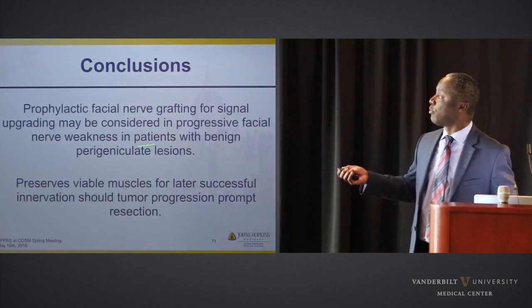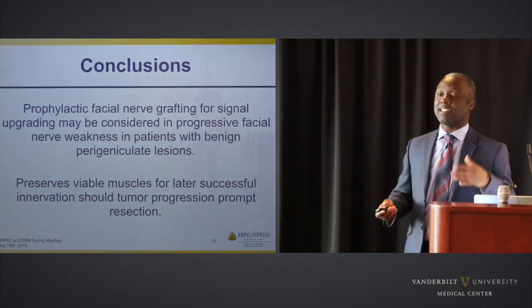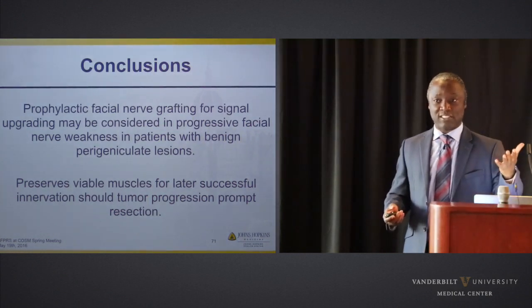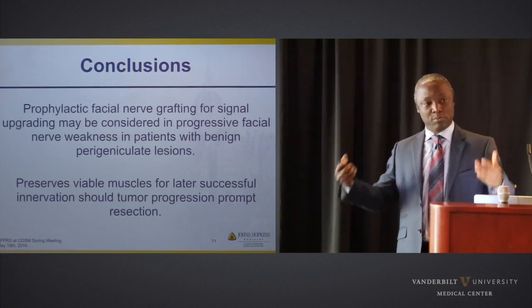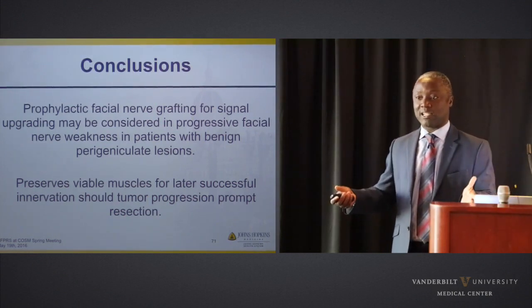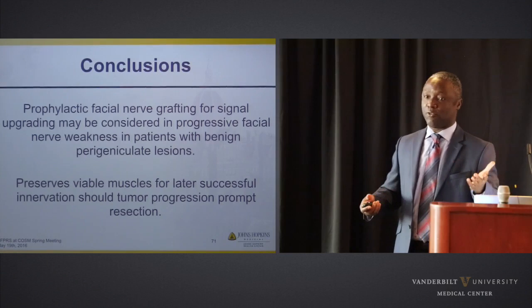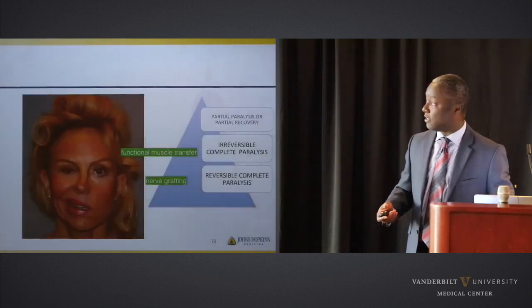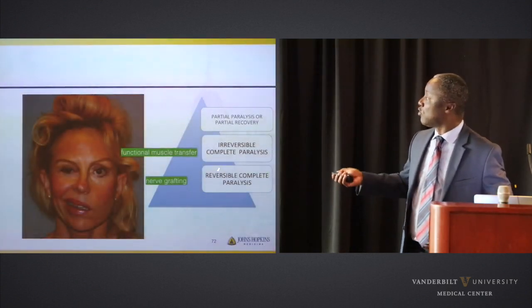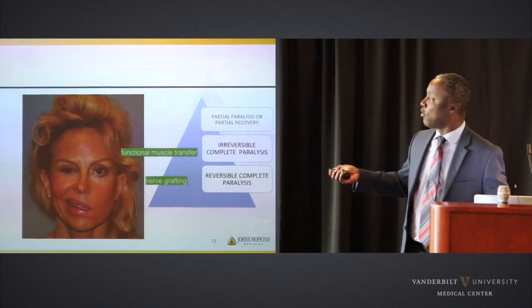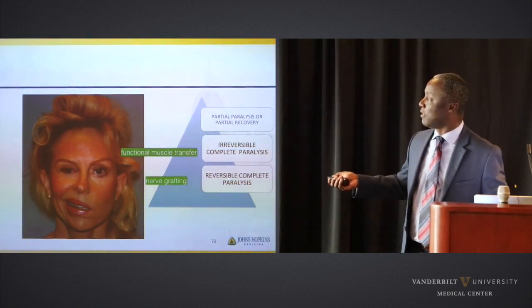So in conclusion, prophylactic facial nerve grafting has a role in upgrading somebody's facial signals to allow you to either observe a benign tumor and not do a radical surgery, or prepare them for radical surgery without total flaccid paralysis. Okay, so these are some examples for people who are reversibly paralyzed.